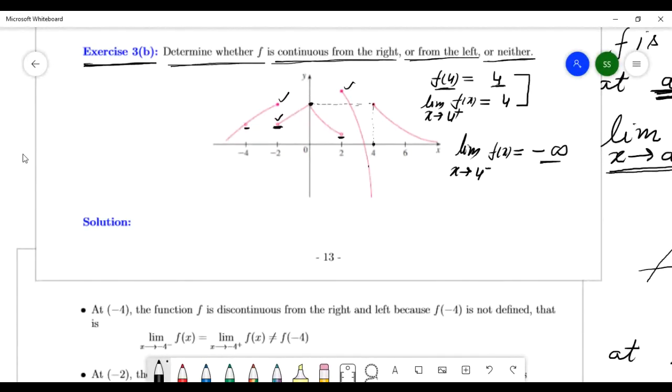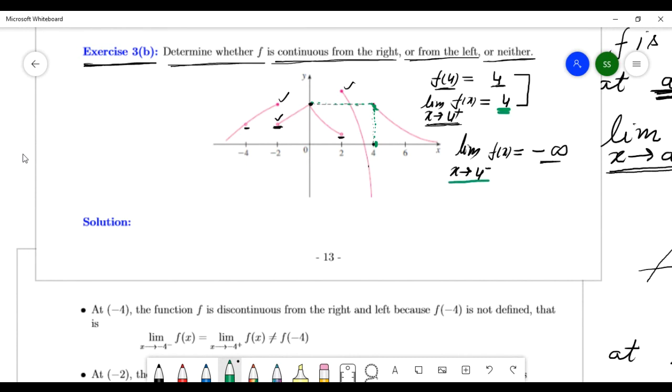And the other limit, x goes to 4 plus, so x goes to 4 from the right. Right means what? x goes to 4 from the right, coming close to this same number. Okay, so this is equal to 4, right?